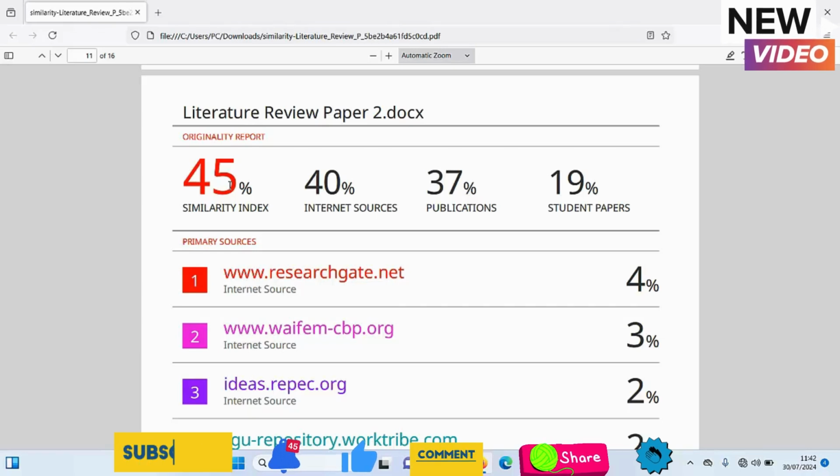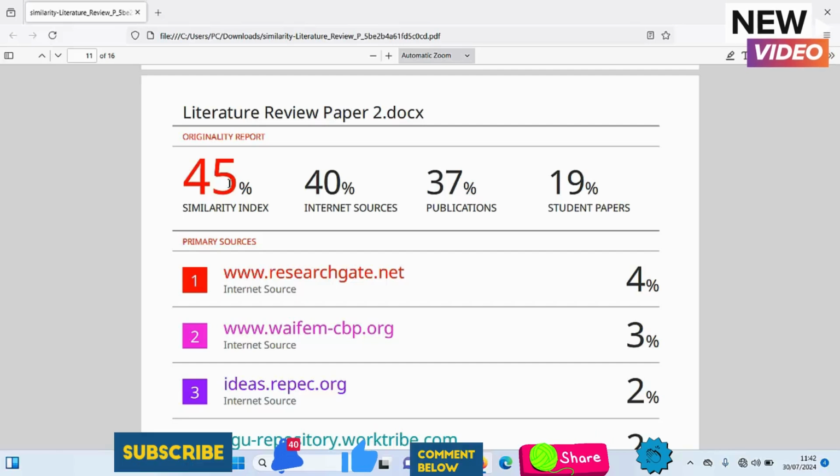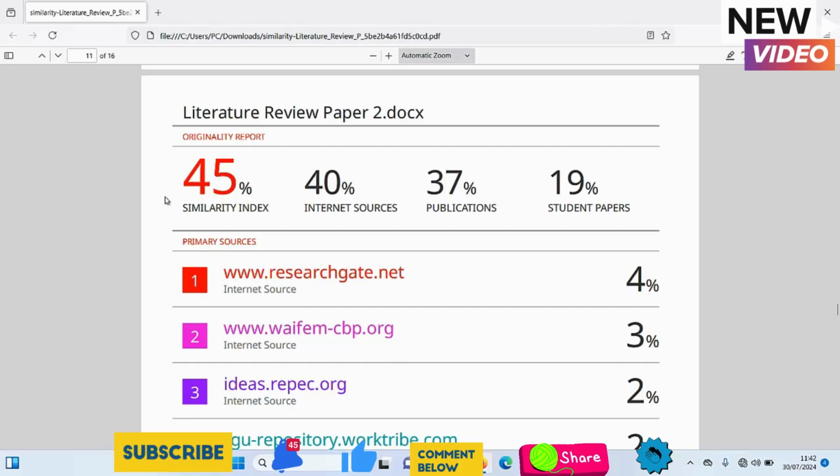Now to check the originality rate of this particular paper, what you just need to do is to subtract 45 from 100%. When you subtract 45 from 100%, you have 55%. So the originality rate of this particular paper is 55%.